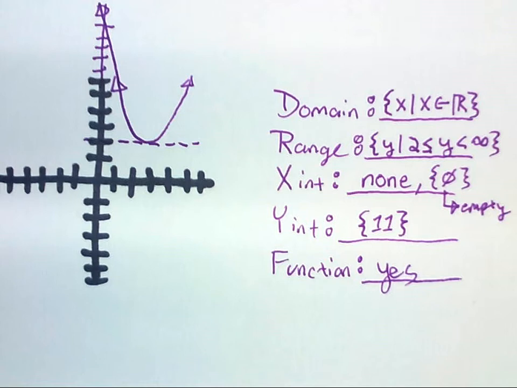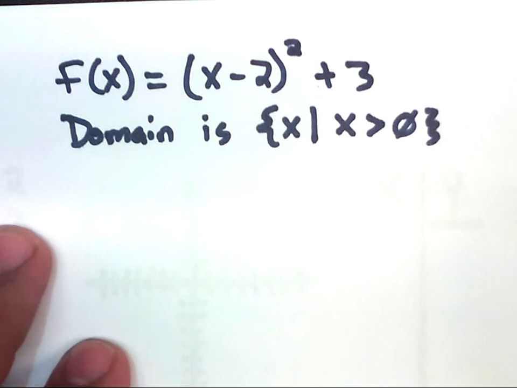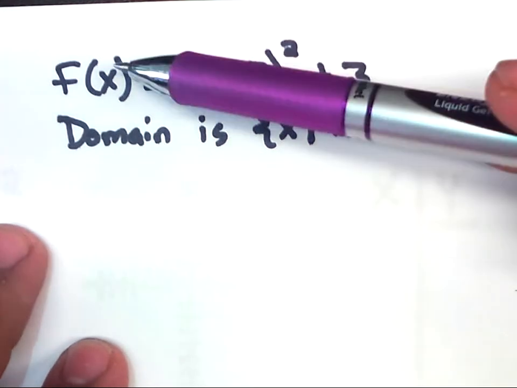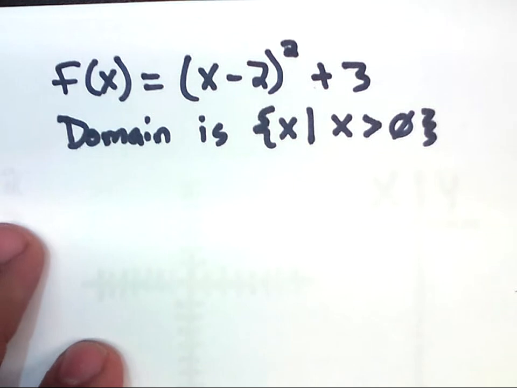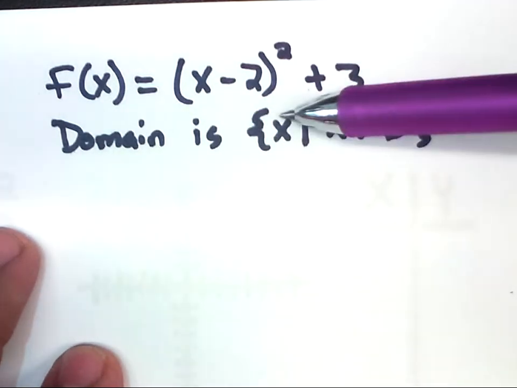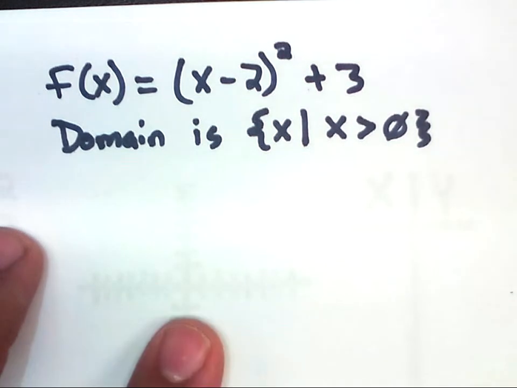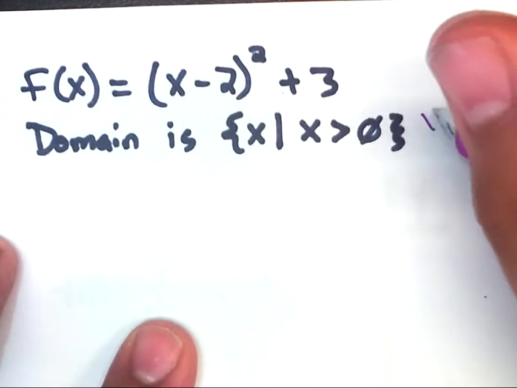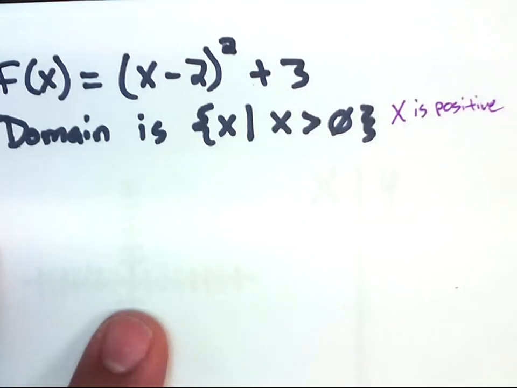Now, let's take a look at a specific SOL question that I've seen come up lately. So the question is, they give you this. They say the function is f of x equals (x minus 2) squared plus 3. And they also tell you that the domain is the set of numbers x such that x is greater than 0. Basically, it's a fancy way of saying x is positive. So you can have no negative x values, and you can't have 0.